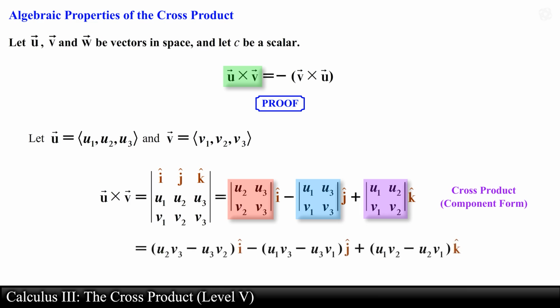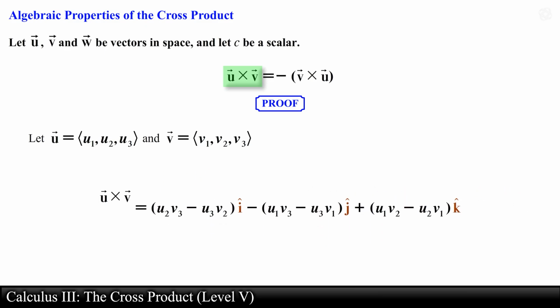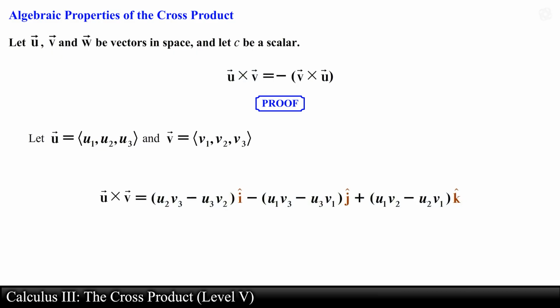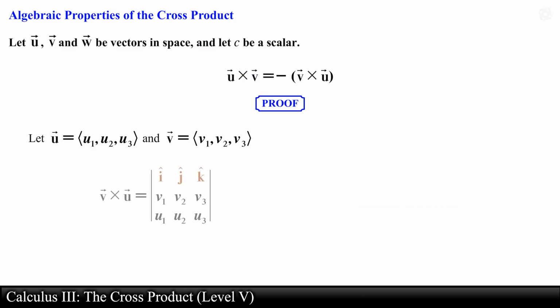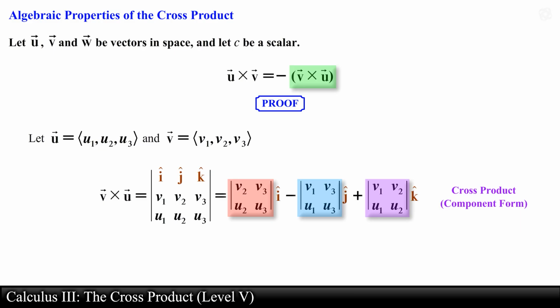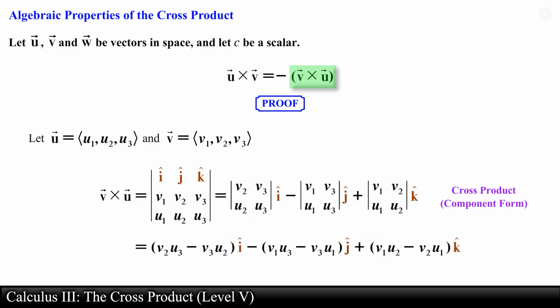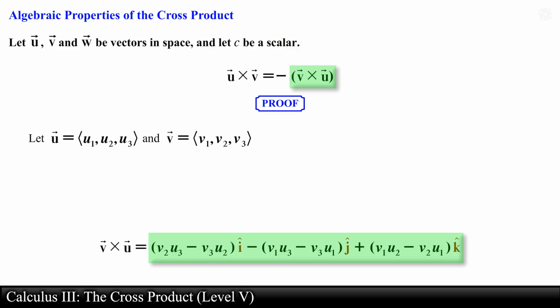We then find an expression for the determinant of each 2x2 matrix. Simplifying the expression, we obtain the following for the cross product between vector U and vector V. Next, we do the same and use the component definition of the cross product to find vector V crossed with vector U. Doing that, we obtain the following expression for the components of vector V crossed with vector U.